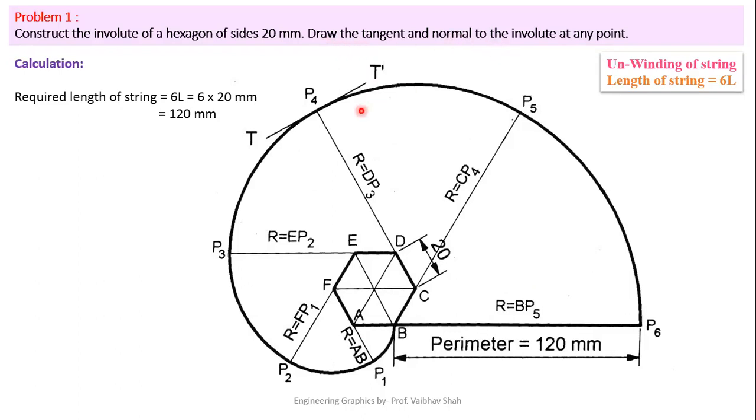So let us select any random point on this involute curve. So I have selected this point on the involute curve. So simply select any point on the involute curve. Now connect this point with the center point of that curve. So this curve is generated by D as a center and DP3 as a radius. This point is generated by this D as a center. So you have to just connect this line to this curve.